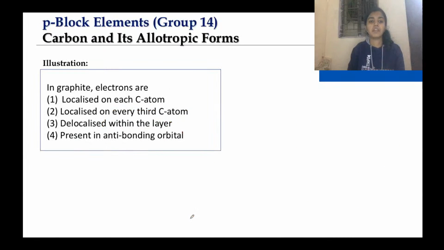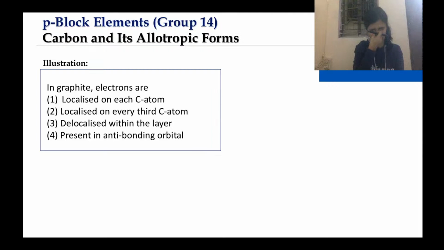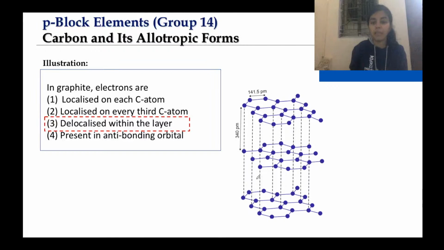Now in graphite, electrons are localized on each carbon atom, localized on every third carbon atom, delocalized within the layer, or present in anti-bonding orbital. This also we have discussed now only. What should be the answer? So here, in graphite, the pi electrons, as I told you, are delocalized within the layer, right?